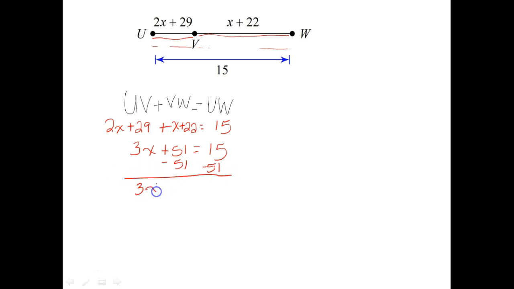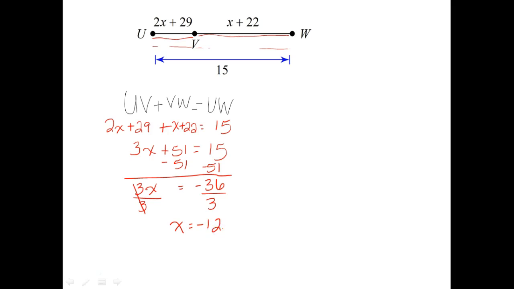All right, so 3x equals, of course, you're going to have a negative over here. 3x equals, what is 15 minus 51? Negative 36. All right, so of course it was going to be a negative, right? 15 minus 51, 51 is larger. Y'all knew that. I'm not trying to insult your intelligence. All right, divide both sides by 3 and x equals negative 12.